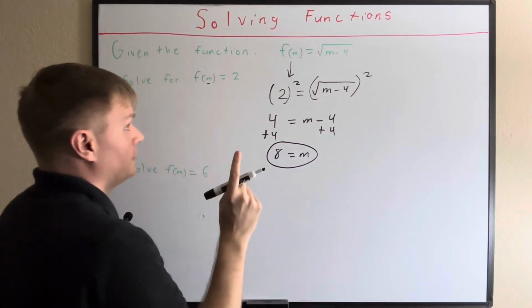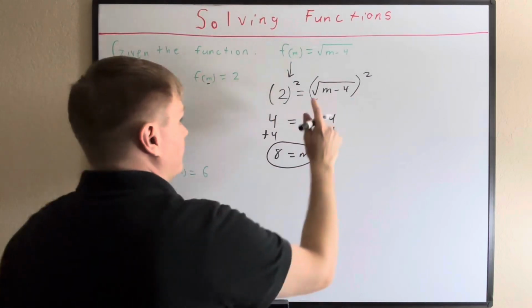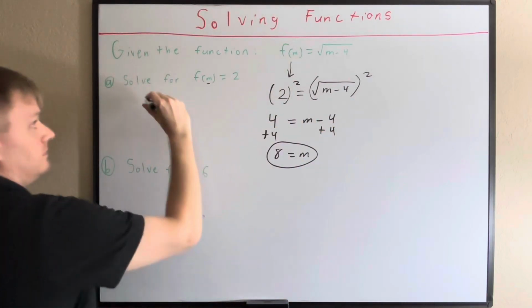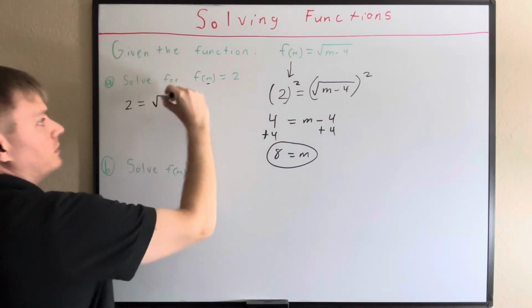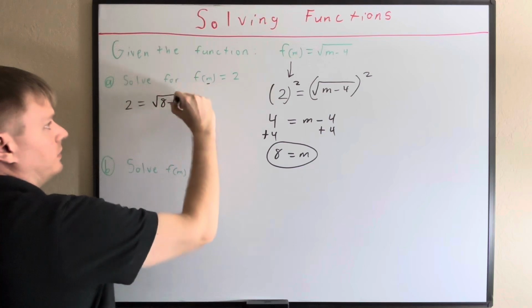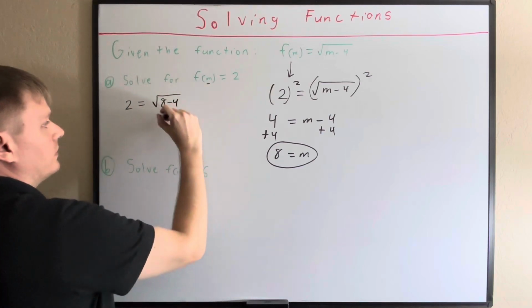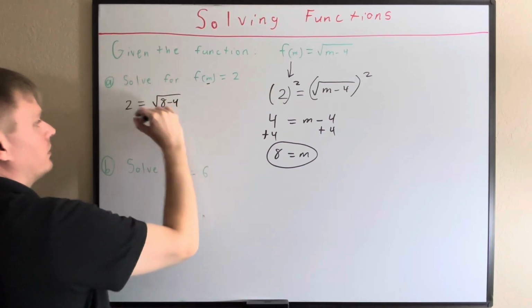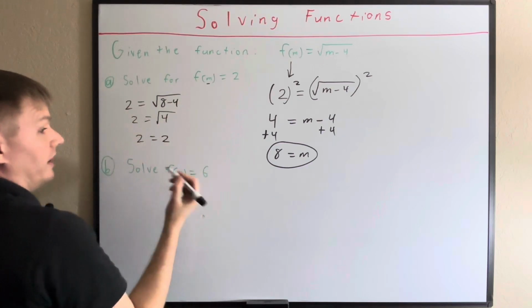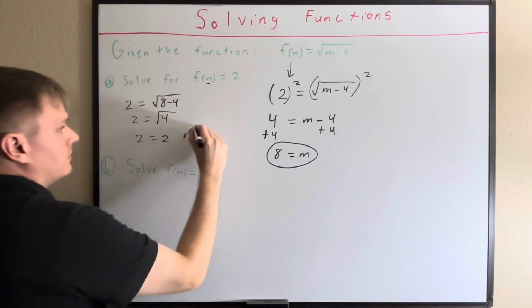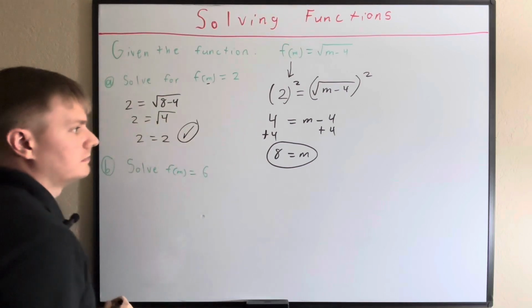Now, you should always check your answer. Make sure you did it right. So let's just do that. 2 equals square root of 8 minus 4. 8 minus 4 is 4, right? Square root of 4 is 2. Positive, negative 2, but yeah, 2. So that checks.